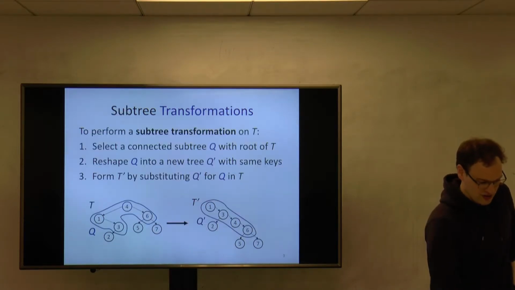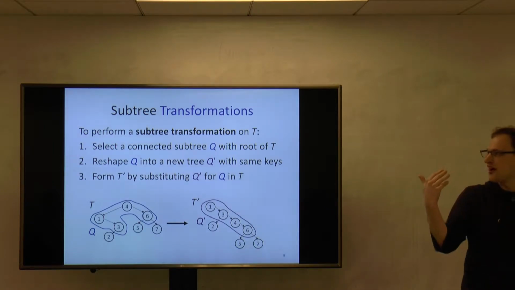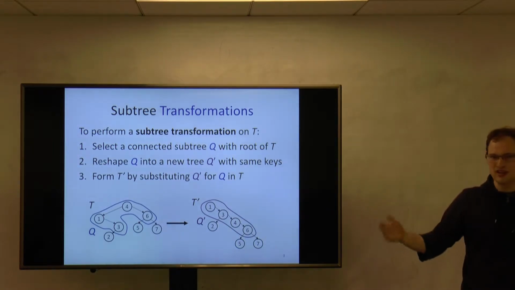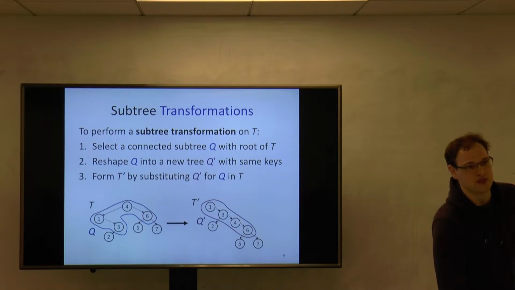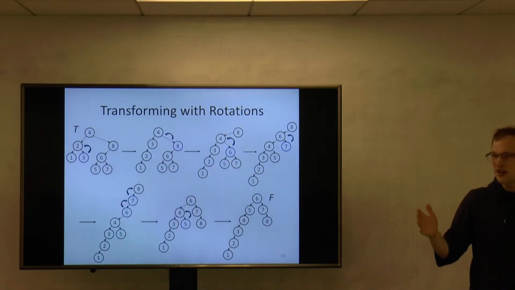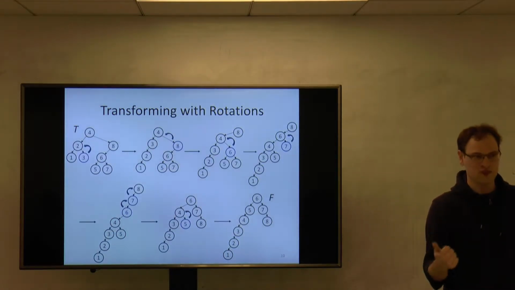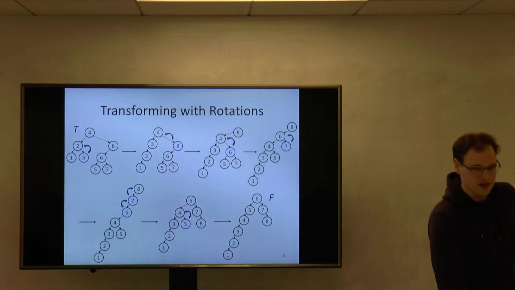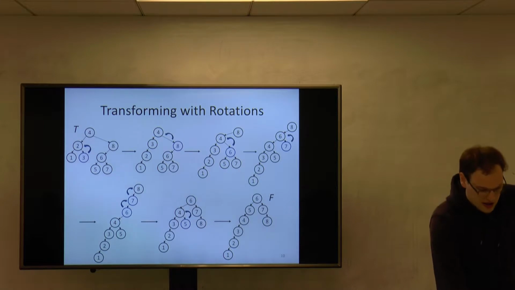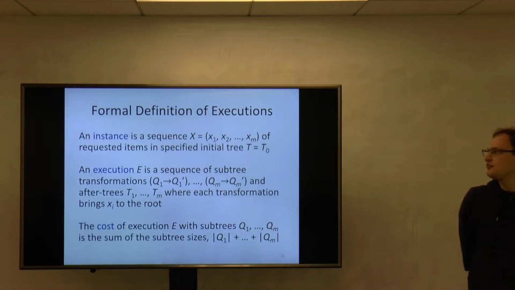And the cost of a subtree transformation we defined as the number of nodes in the subtree, and we can transform subtrees with a linear number of rotations. So these things are equivalent, but the subtree transformation description of things is going to be a lot nicer for us to work with. OK, so now the model itself.